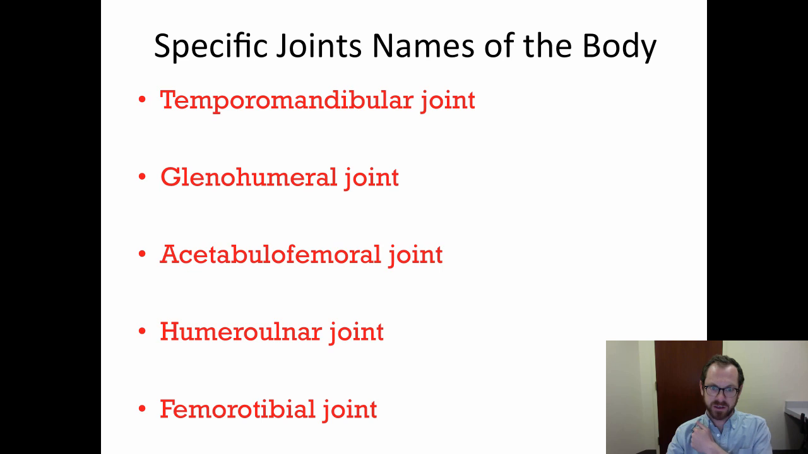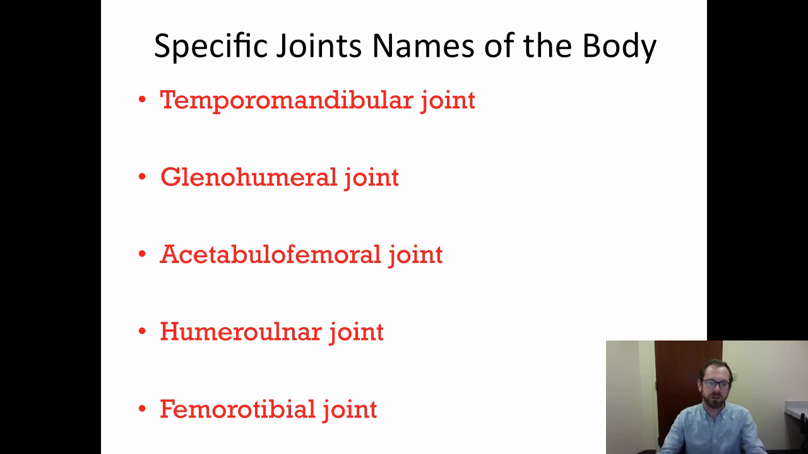This is your shoulder joint, and this is a ball and socket joint. And it's called the glenohumeral joint because it's the glenoid cavity of the scapula and the humerus. And you combine those two words and you get glenohumeral joint.